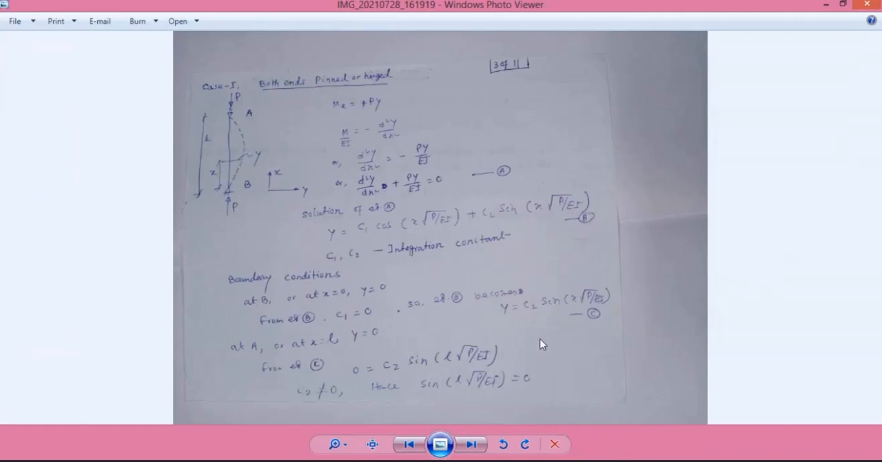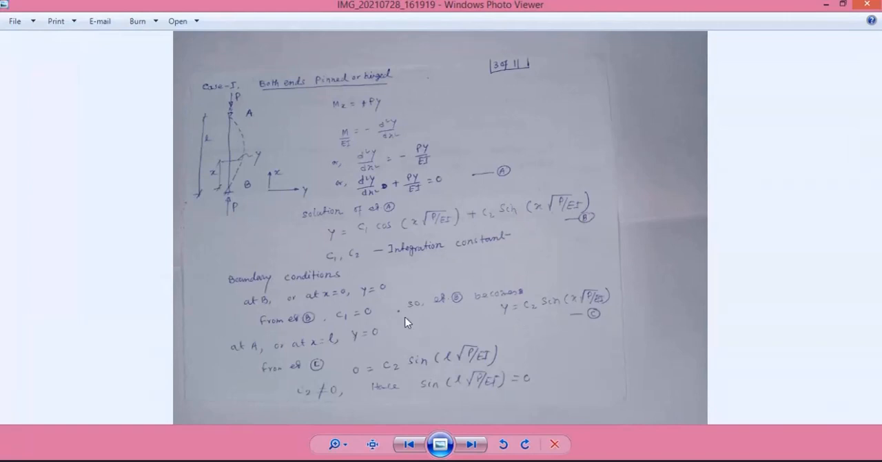What are the boundary conditions here? At point A, or at x is equal to 0, the value of y is equal to 0. The deformation at point A is equal to 0. If we put this in equation B, what will we get? The value of c1 is equal to 0, because y becomes 0, c1 cos 0 is c1, and sin 0 is 0, so c1 becomes 0.